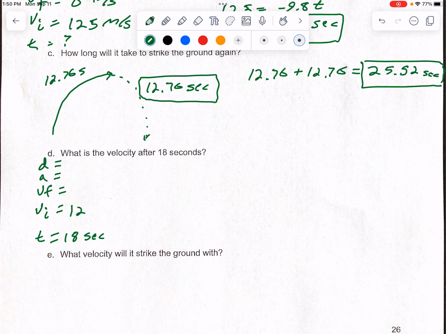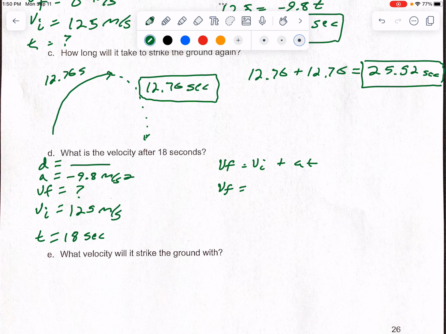Initial velocity is still 125. My V final I don't know, that's what I am looking for. A is still negative 9.8. That means we did not care about distance, so we're going to use equation number 1: VF equals VI plus AT. VF, don't know, leave it as VF. VI is 125, plus A, which is negative 9.8, times your time, which is 18.